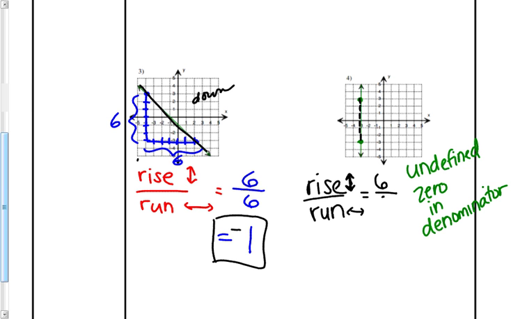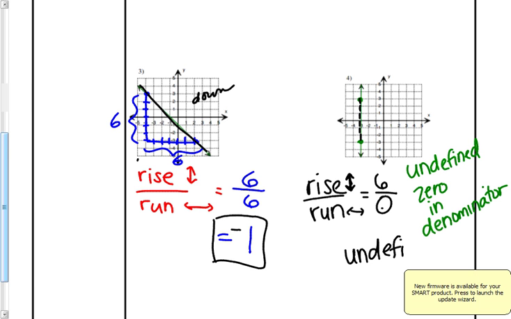So my run is 0 because I did not run anywhere. All I did was rise here. So if you try to calculate this, 6 divided by 0 in the denominator, your calculator is going to give you an error message. And the reason why it gives you an error message is because if you have 0 in the denominator, technically this is non-existent. This is undefined. So this is why our answer here would be undefined as far as my slope goes.